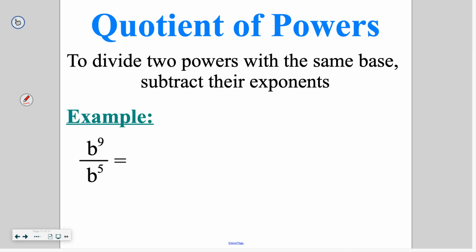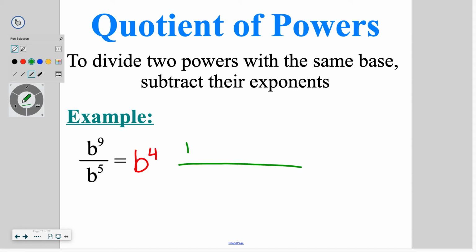Next thing we're going to talk about is the division rules. So those first 3 rules are the rules for the multiplication or the power of power. Now we're going to talk about what happens if we throw some division in there. So the quotient of powers says that to divide 2 powers with the same base, we need to subtract their exponents. So I've got b to the 9th divided by b to the 5th, and that's going to give me b to the 4th.